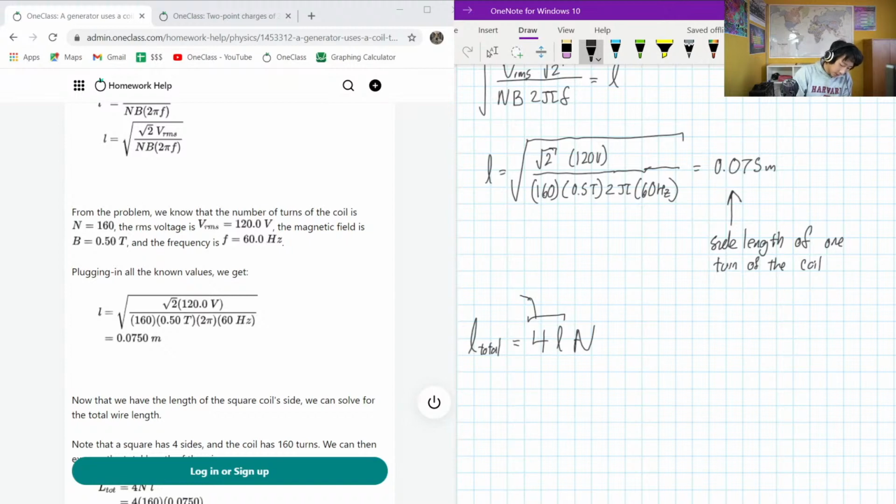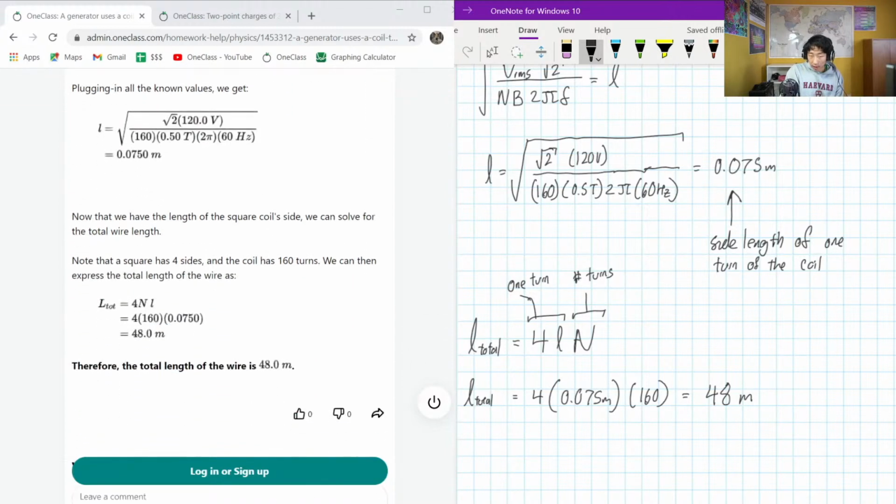So these 2 terms are going to be 1 turn. And this is just the number of turns. So L total is going to be 4 times L, which is 0.075 meters, multiplied by 160 turns. And this is something that I asked my calculator: 4 times 160 times that, and I get 48 meters.